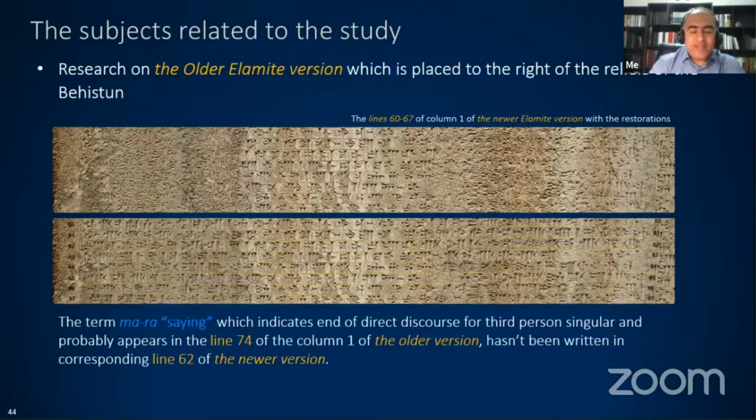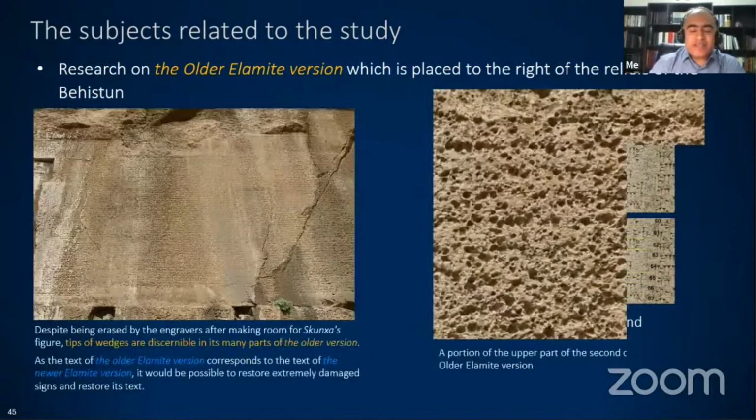Despite being erased by the engravers, tips of wedges are discernible in its many parts, so it is possible to restore lots of damaged signs as well as the text, then collate it with the text of the newer Elamite. I suppose that there would be some differences between the content of the 2 texts, and in a personal communication which I had with Abdolmajid Arfai in Tehran and Gian Pietro Bazzello from the University of Naples, they have suggested some significant opinions regarding the differences.